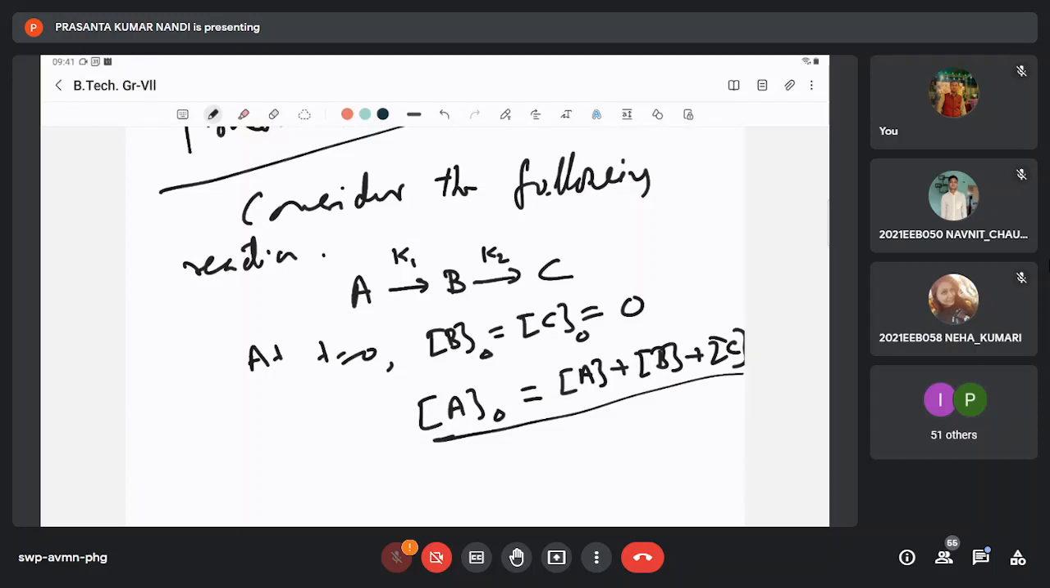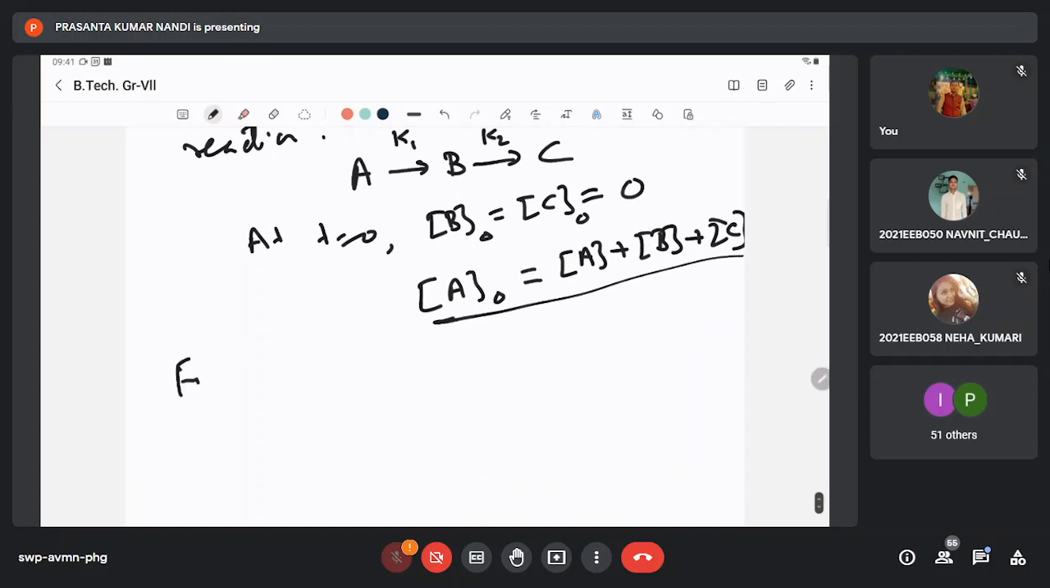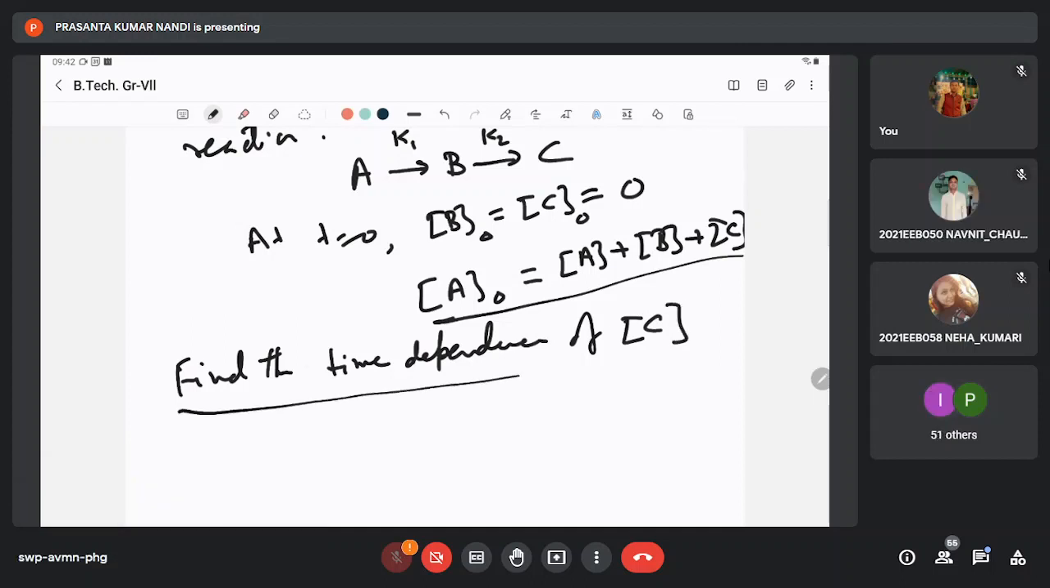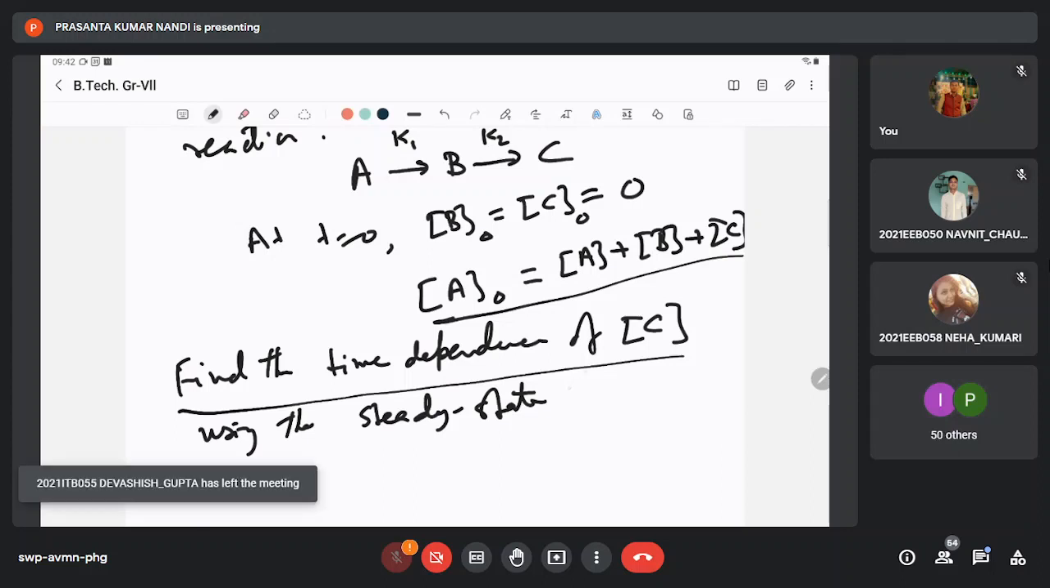Now the question is, find the time dependence of product concentration, sorry, here C. Find the time dependence of C using the steady state approximation.